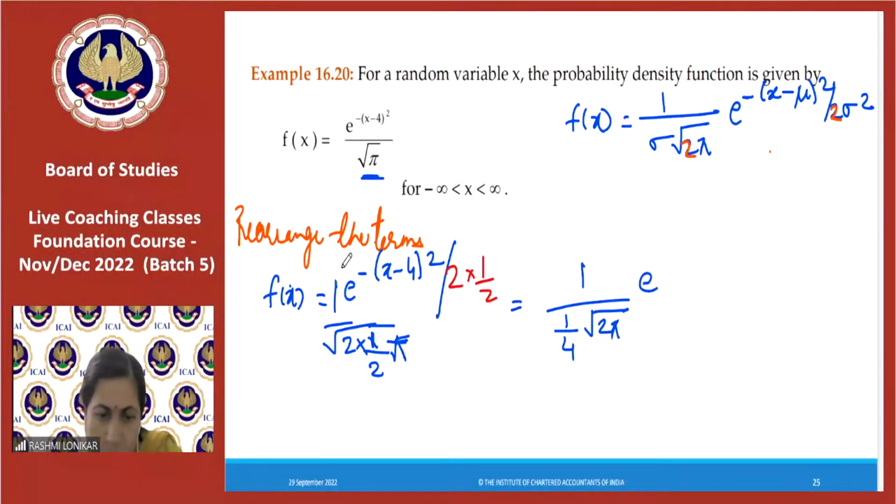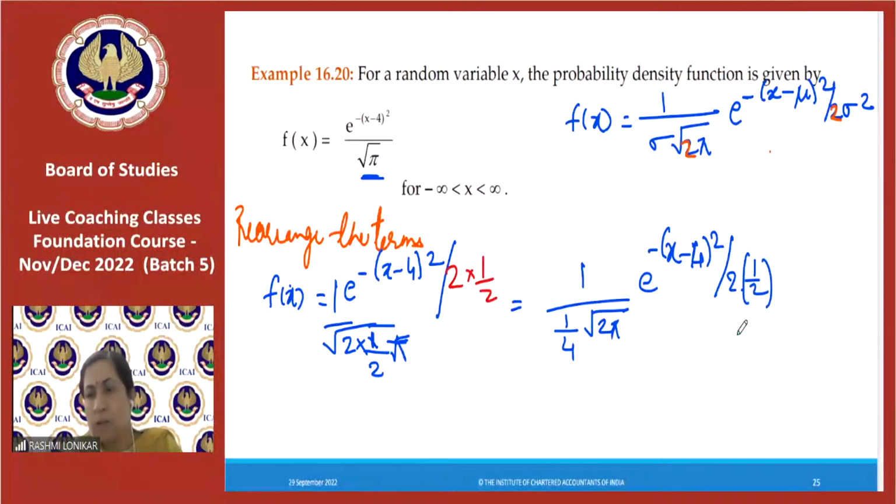e raised to, this is what? e raised to minus (x minus mu), so (x minus 4) whole square upon 2 into sigma square. So 2 already I have. So 2 into sigma square will be 1.